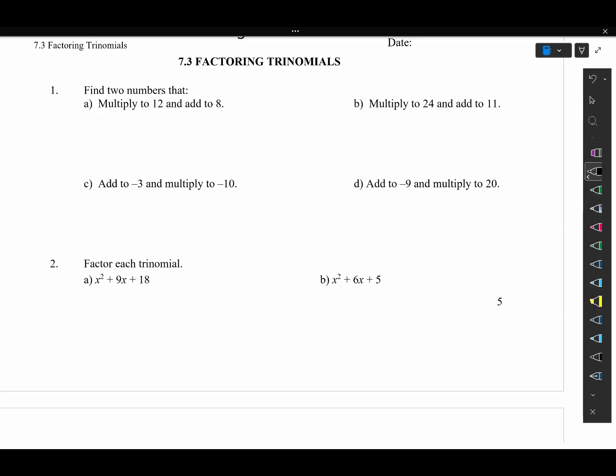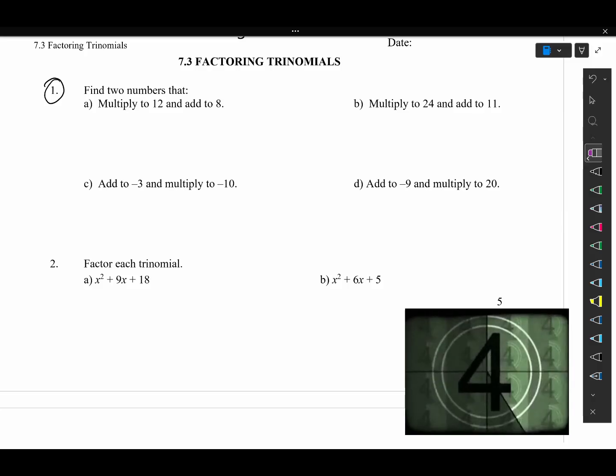Now, here we're just going to warm up. We're going to try and find two numbers that multiply to 12 and add to 8. Here's the hint I'm going to give you. I want you to focus on the numbers that multiply to 12 first, and then from there, I want you to try and find a pair of those that add up to 8. I encourage you, pause the video here, and then come back and see how you did.